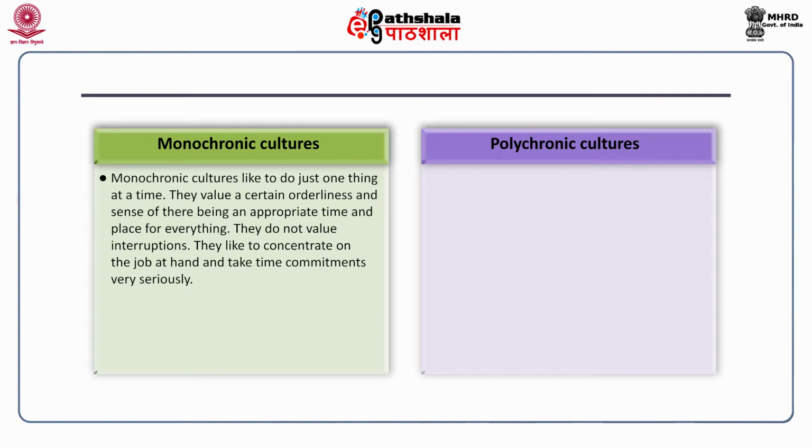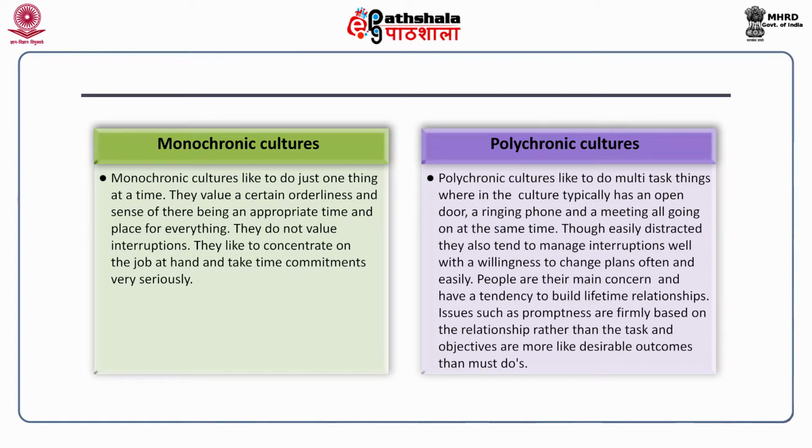And the opposite of the same is polychronic cultures. Polychronic cultures like to multitask, wherein the culture typically has an open door, a ringing phone, and a meeting, all going on at the same time. Though easily distracted, they also tend to manage interruptions, as well as show a willingness to change plans often and easily. People are their main concern and they have a tendency to build lifetime relationships. Issues such as promptness are firmly based on the relationship rather than the task and objectives, which are more like desirable outcomes than must-dos.